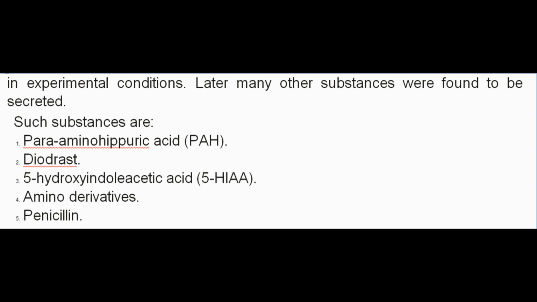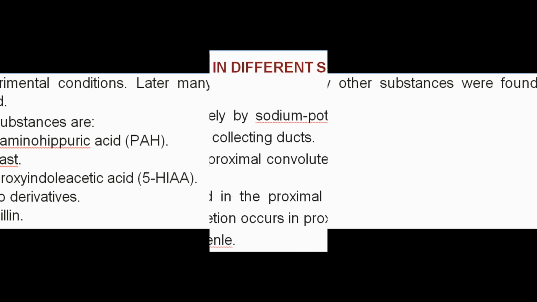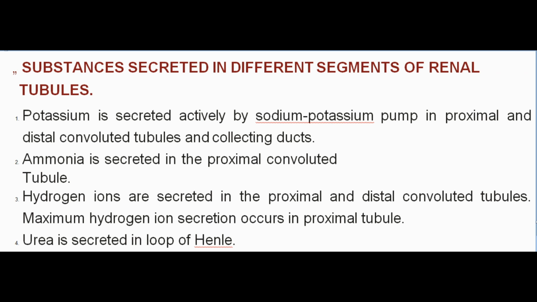Such substances are para-aminohippuric acid, PAH, diodrast, 5-hydroxyindoleacetic acid, 5-HIAA, amino derivatives, penicillin. Substances secreted in different segments of renal tubules. Potassium is secreted actively by sodium-potassium pump in proximal and distal convoluted tubules and collecting ducts.